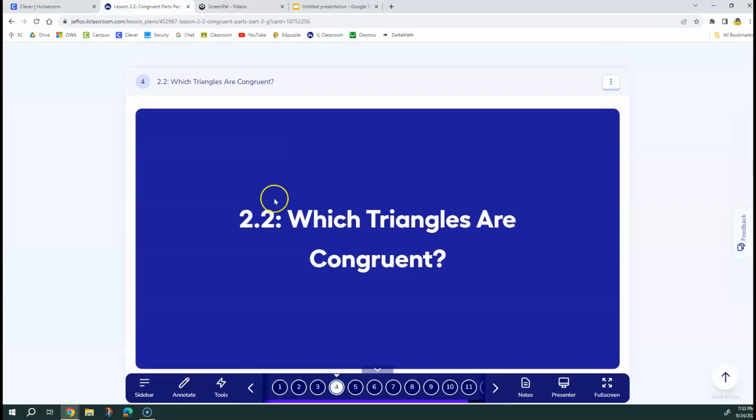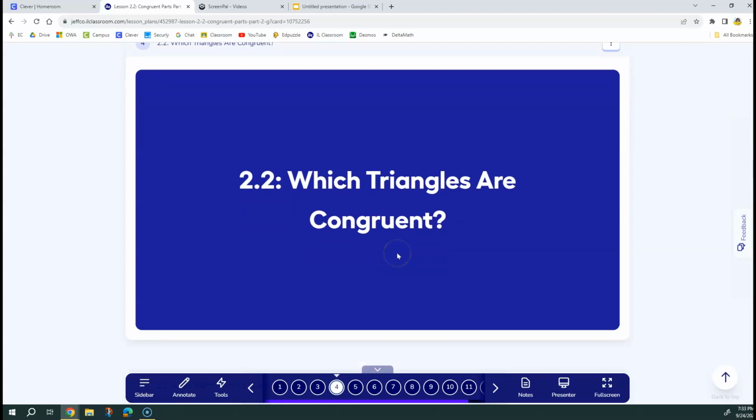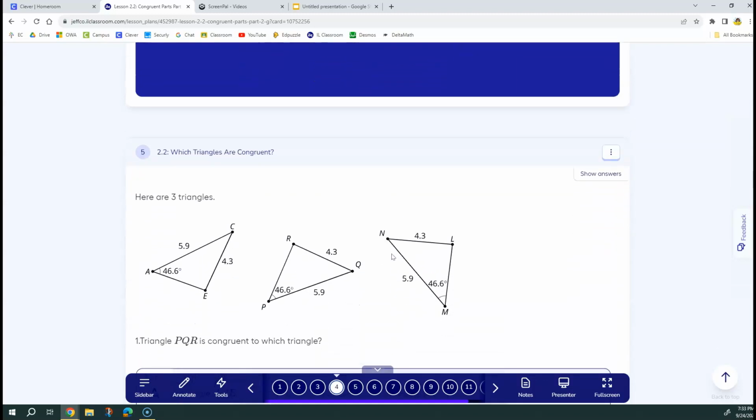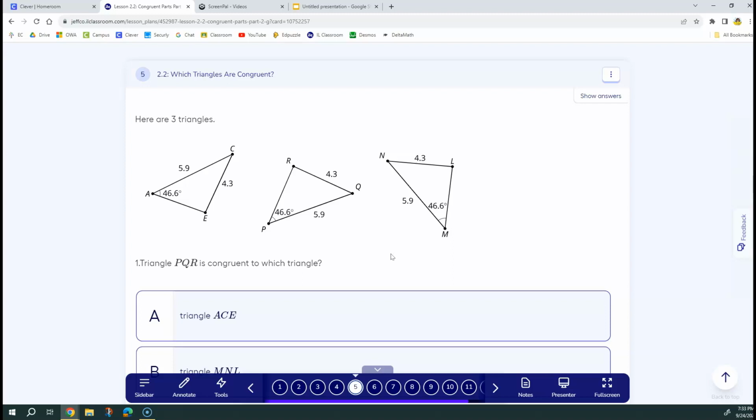Right, next part. Which triangles are congruent? So this is a big piece of the lesson right here. This is where you're going to want that tracing paper or blank paper, something.